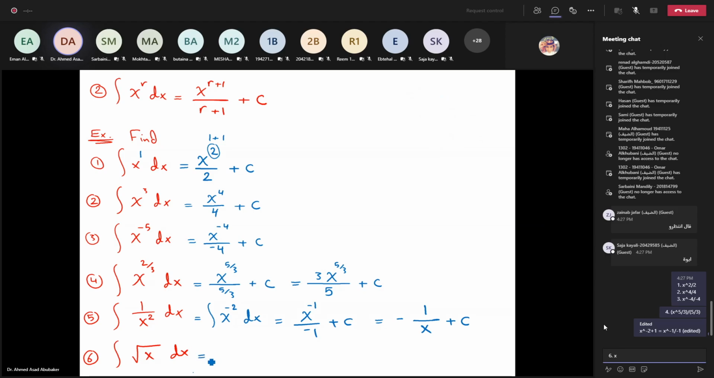Now, if we have a radical, convert the radical to an exponent. So we have 1 over 2 dx, x to the power 3 over 2 over 3 over 2 plus c. Denominator of the denominator, so we have 2 multiplied by x to the power 3 over 2 over 3 plus c, like this. Okay, any question?